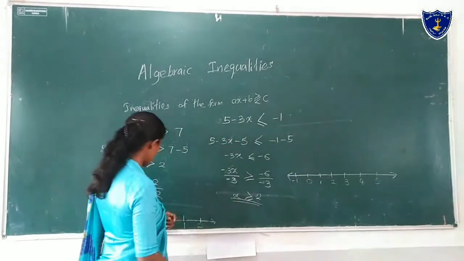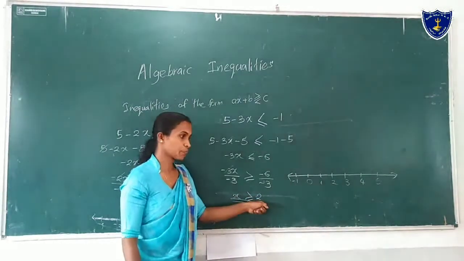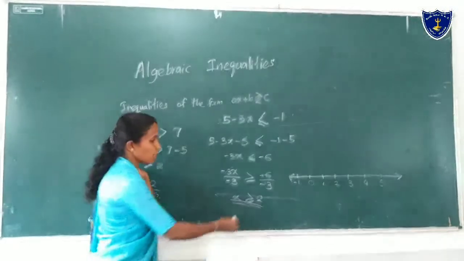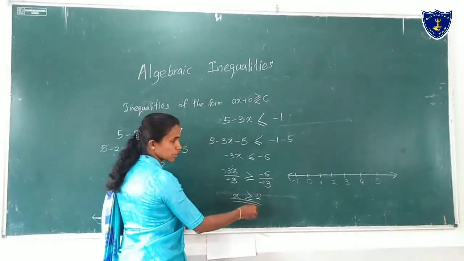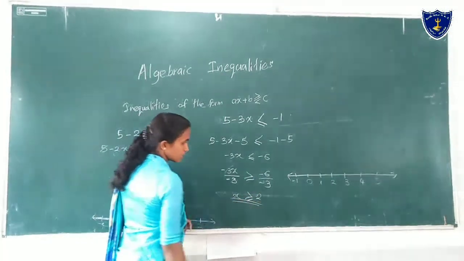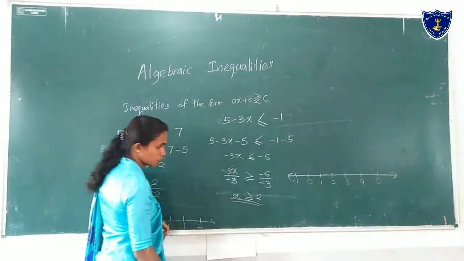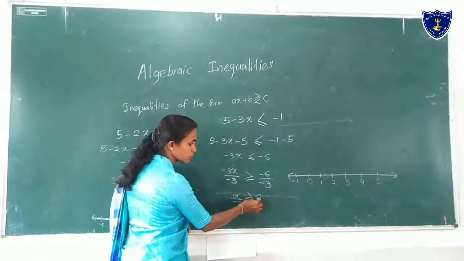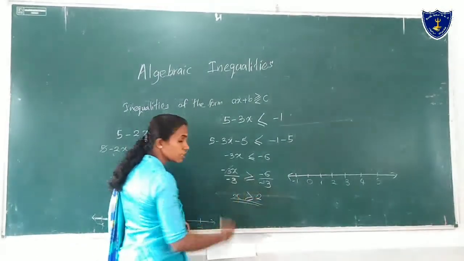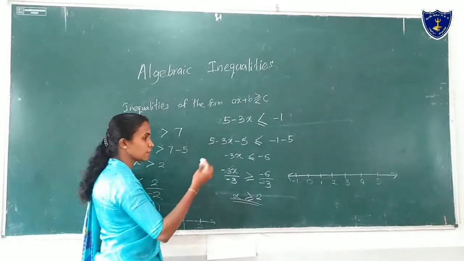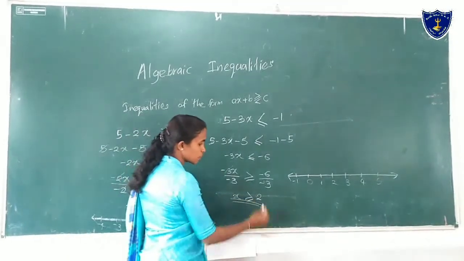Here, what are the integral solutions? x is greater than or equal to 2. Then what are the integral solutions? Positive 2, positive 3, positive 4, positive 5, all we can take these numbers which are greater than or equal to 2. The 2, positive 2, and the integers which are greater than positive 2. They are 3, 4, 5, all. Then x greater than or equal to positive 2.